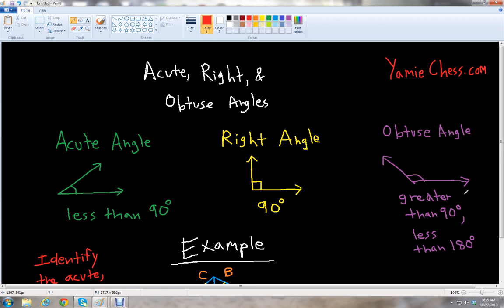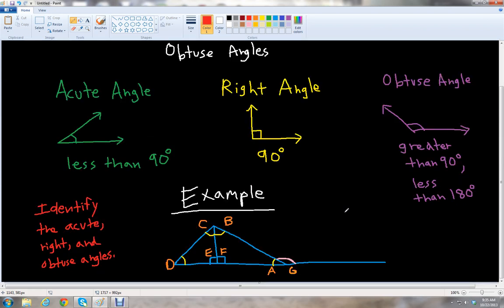And now an obtuse angle is the type of angle that's greater than 90 degrees, but it's also less than 180 degrees. So it's greater than 90 degrees and less than 180 degrees. So those are the three types of angles: acute angle, right angle, and obtuse angle. So let's look at an example problem to see if we can identify the acute, right, and obtuse angles.